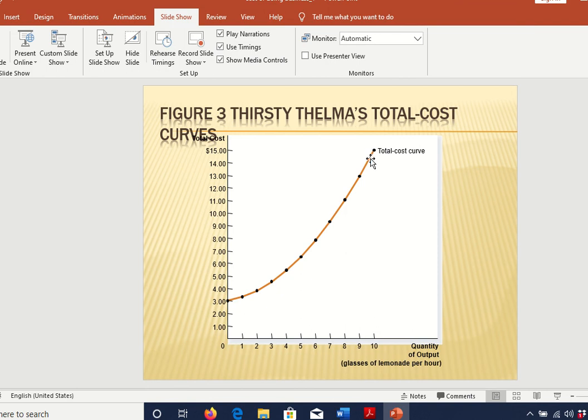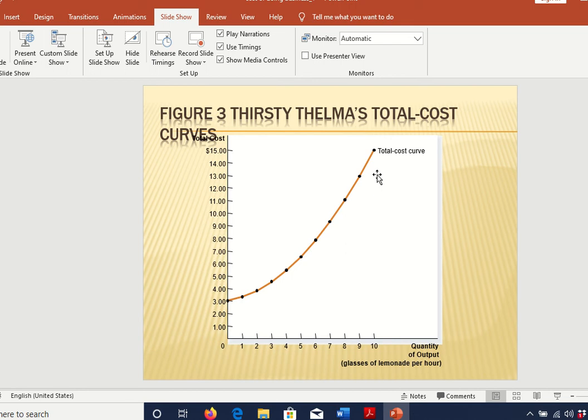So what does the slope represent? Rise over run, right? Take any two points. Rise over run. So the vertical distance represents a change in the total cost, and the horizontal distance represents a change in the output. So simply put, the slope of the total cost curve is the marginal cost. So what we see here is as the quantity of output increases, the marginal cost increases.